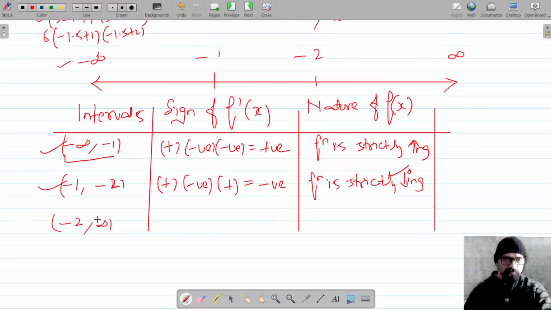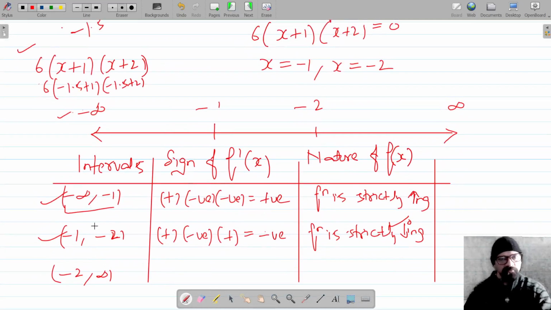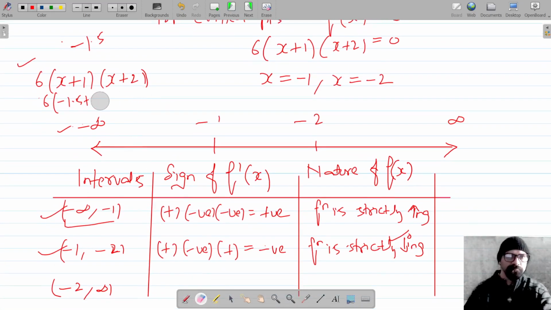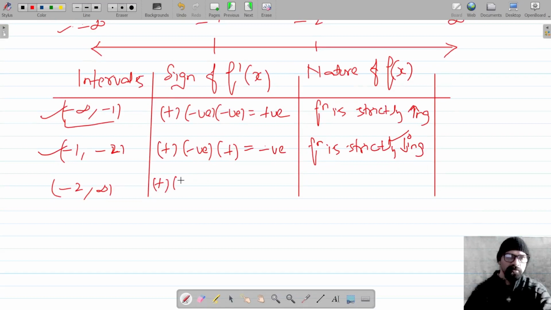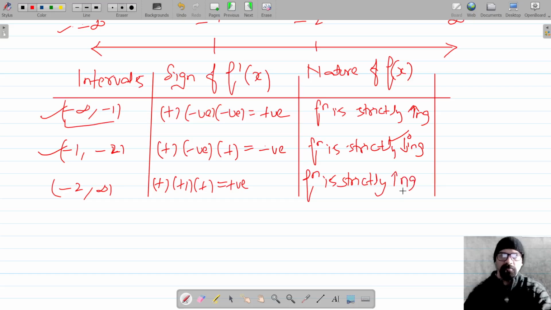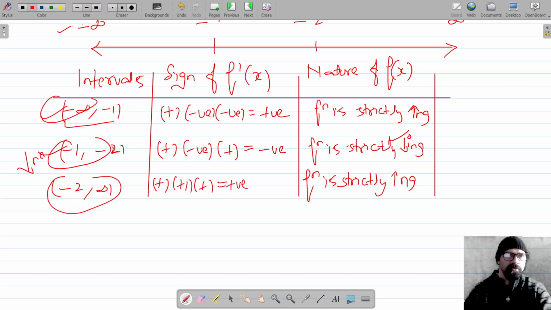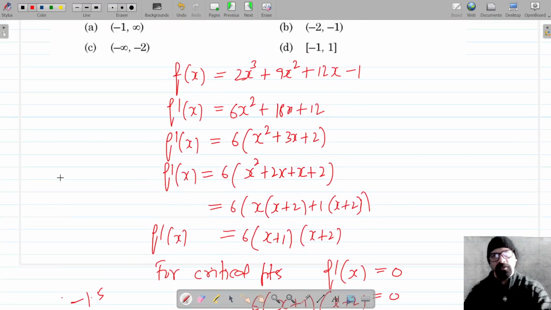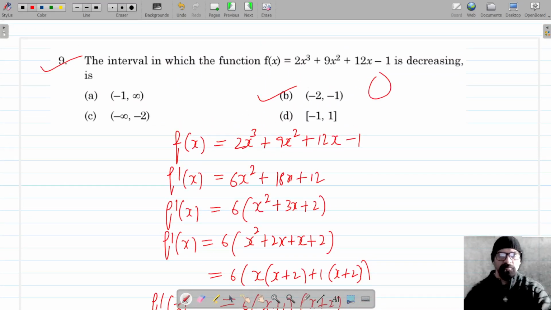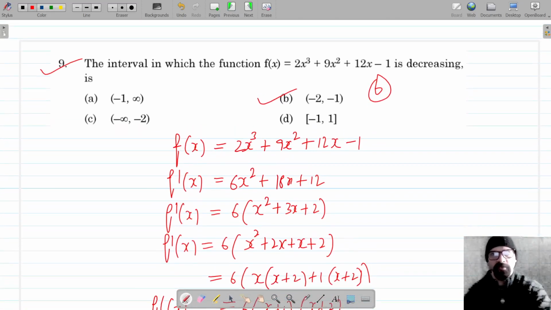For the last one, we can take minus 2 to infinity. We can take any value, let's say 0. If I put 0, this is 1 and this is 2, all are positive. So this is positive, positive, and positive, which gives me positive. So the function is strictly increasing. So in these two intervals, the function is strictly increasing, and in this interval it's decreasing. And in the question, it's asked in which interval it's decreasing. So it's option B. So B is the correct answer for question number 9.